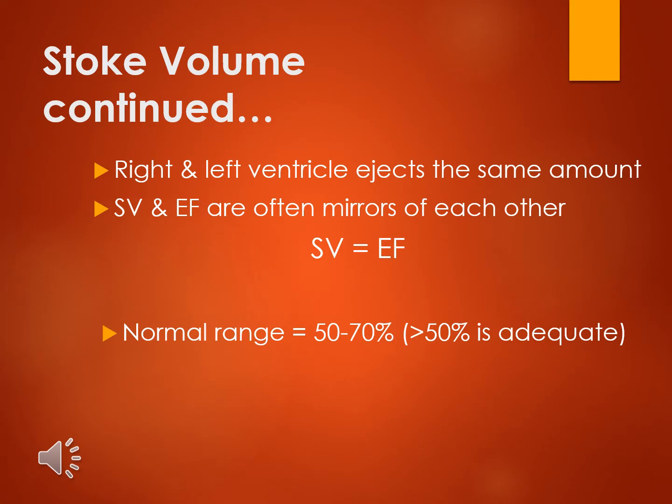The right and left ventricle eject the same amount, and the stroke volume and the ejection fraction are mirrors of each other. A normal range is going to be 60 to 80%. Greater than 60%, they say, is adequate. Remember, the lower the ejection fraction, the poorer the heart muscle and the pump is.